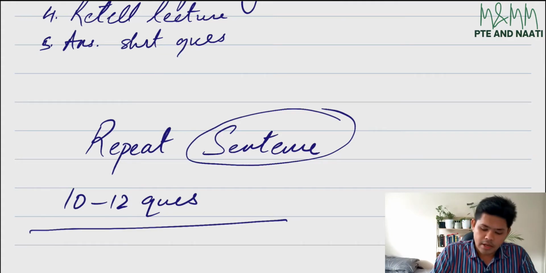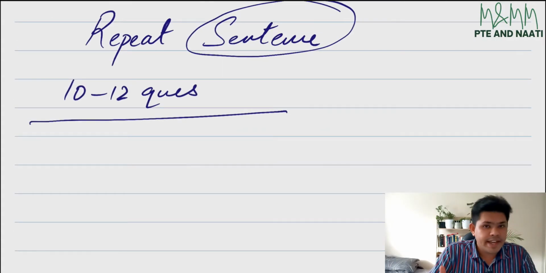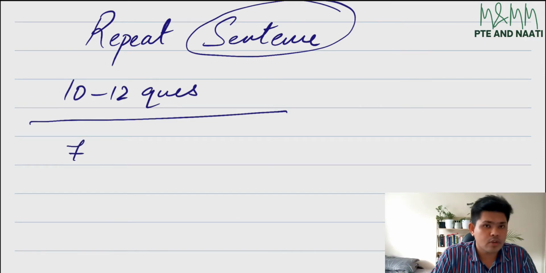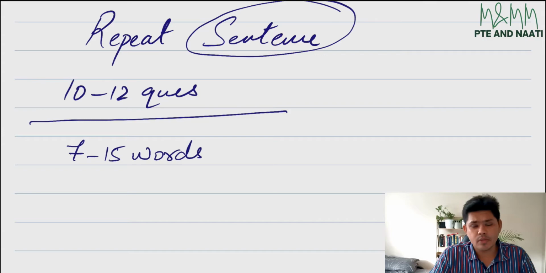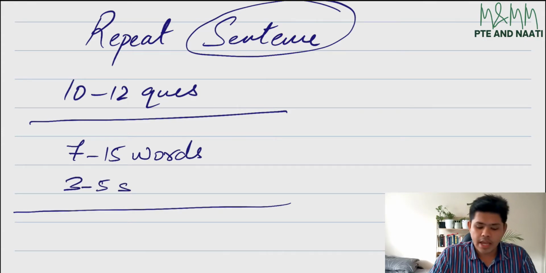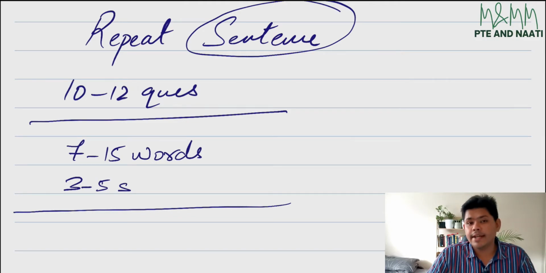Okay. Now, what is the next thing? What is the length of the sentence that you will get in the exam? In terms of words, it will be 7 to 15 words. And in terms of audio length, in terms of time, that would be 3 to 5 seconds. And I'm assuming that you all know that in this exam, the audios never get repeated. So once you listen to the audio, that's it. They will never replay those audios for you. Hence, you have to be very attentive and you have to concentrate a lot.